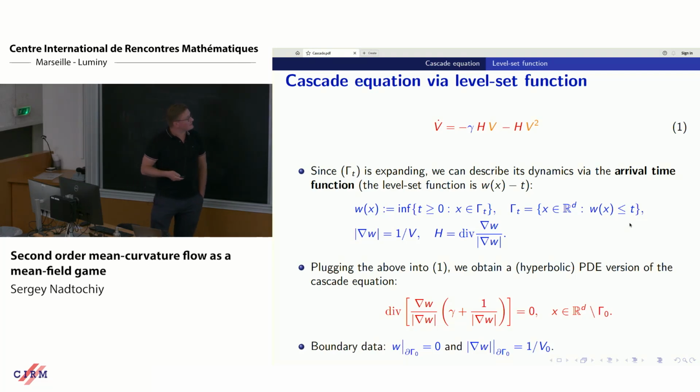This cascade equation is hyperbolic. That's the problem. It doesn't have a comparison principle. And that's the main challenge, really. It also has the boundary data, which is W equals 0 at 0, so your points at the boundary are reached immediately. And the initial gradient is 1 over the initial velocity. So you solve this equation with the prescribed initial velocity at the initial boundary.